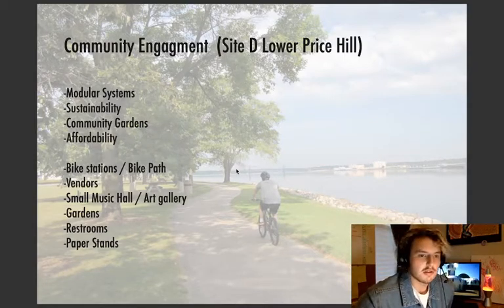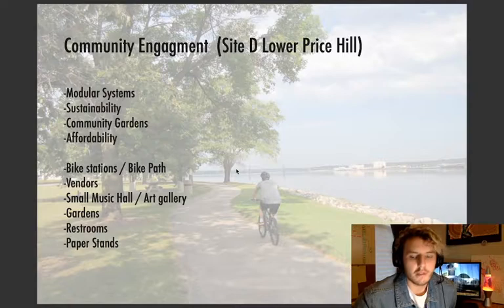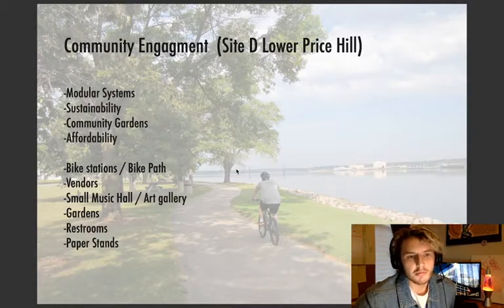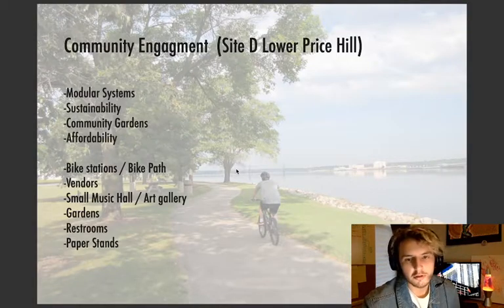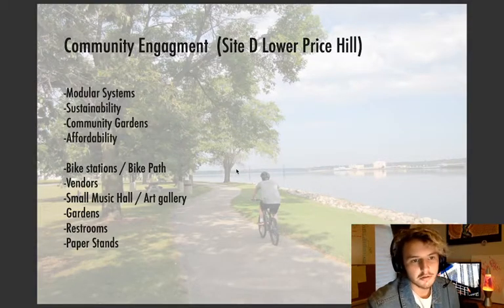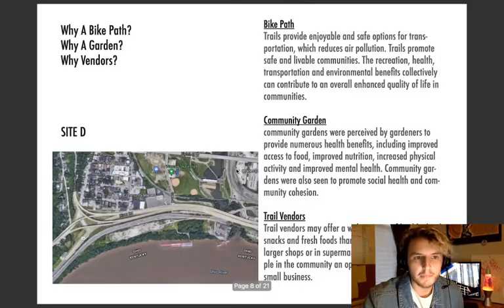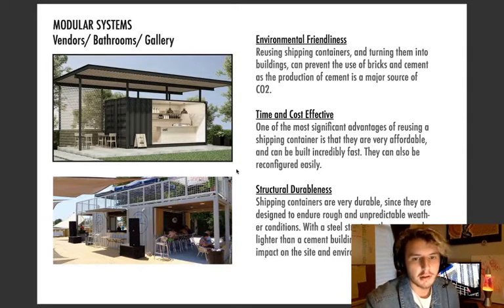So I want to introduce a system of vendors in which these people from Lower Price Hill and Price Hill as a community can rent out these vendors and sort of turn it into a modular coffee shop set in the park and actually sell their goods, maybe just a one-man little container. I'm looking into containers for their affordability, sustainability, environmental friendliness, time and cost effectiveness, and structural durability.